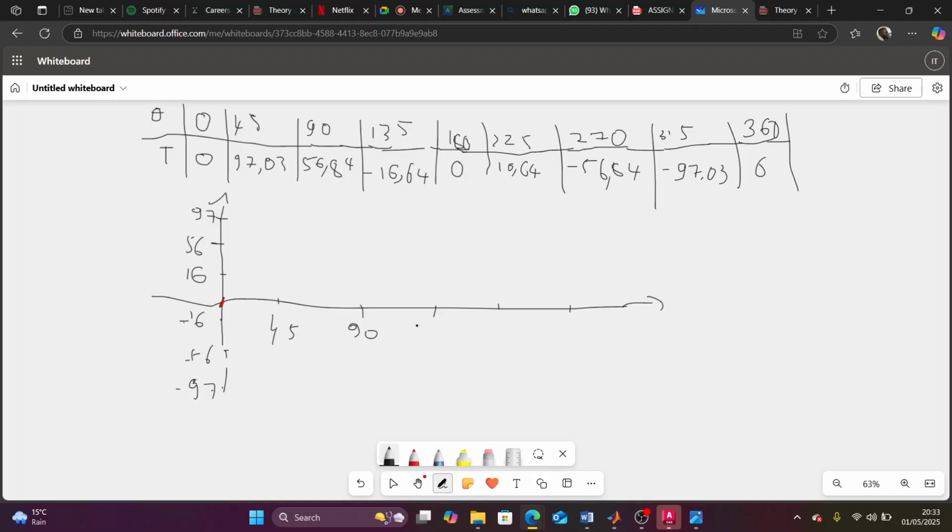45, 90, 135, and then it's 180. Okay. Now 0, 0 is the first point here. 45, 97. Do you see where it is, Andile? Yeah. Key second point.